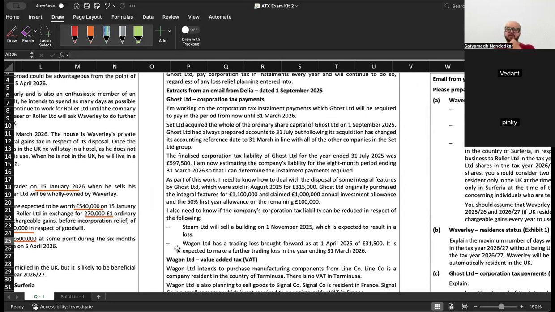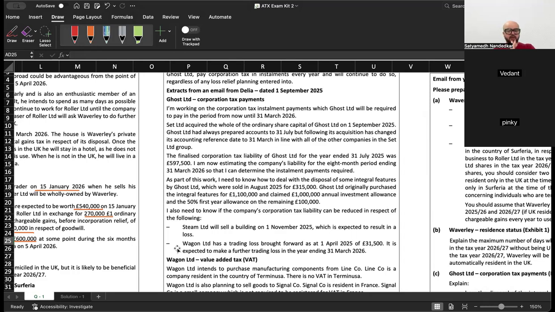Set Limited acquired the whole of the ordinary share capital of Ghost Limited on 1st of September 2025. Ghost Limited has always prepared accounts to 31 July, but following its acquisition has changed its accounting reference date to 31 March, in line with all of the other companies in the Set Limited group. The finalized corp tax liability of Ghost Limited for the year ended 31 July 2025 was 597,500.